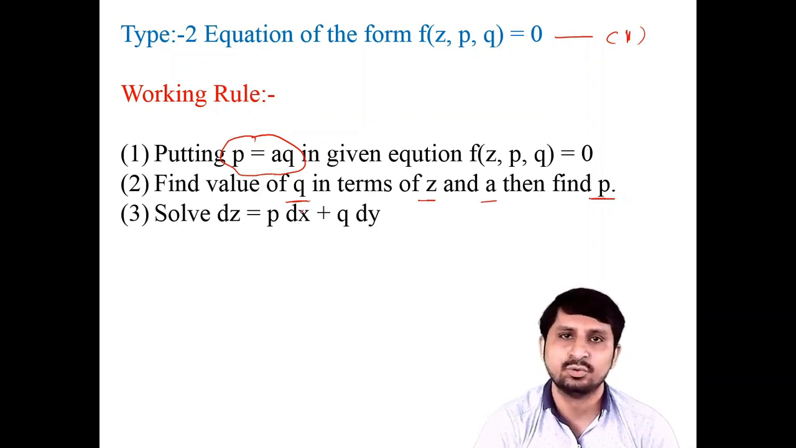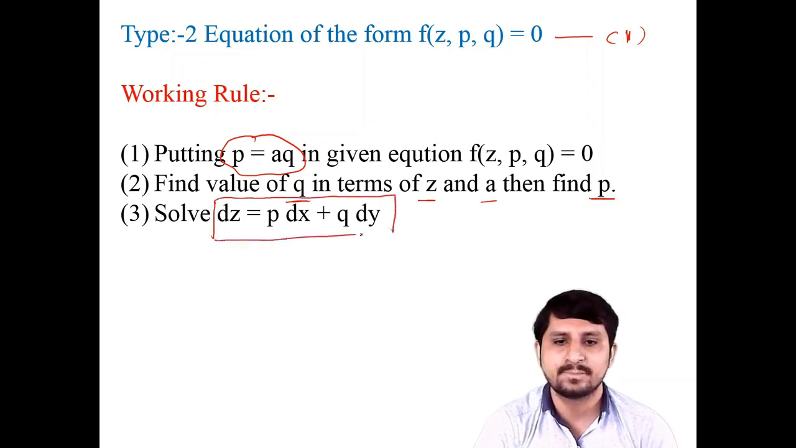So whatever value we get in the form of z and a, you have to put it in p is equal to aq, so you will get the value of p. After that, our last step is nothing but to solve this equation: dz is equal to p dx plus q dy. Okay, that you have to solve. So let's see how we can solve this type of example.